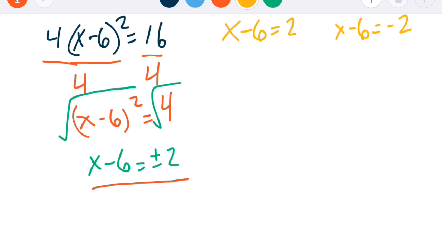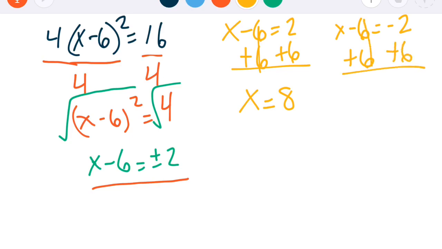So now I'm just going to solve these. These are just little one-step equations. So I get x equals 8 and x equals 4. Alright, so sometimes the problems will require a little bit more work. Sometimes the variable won't just be by itself.